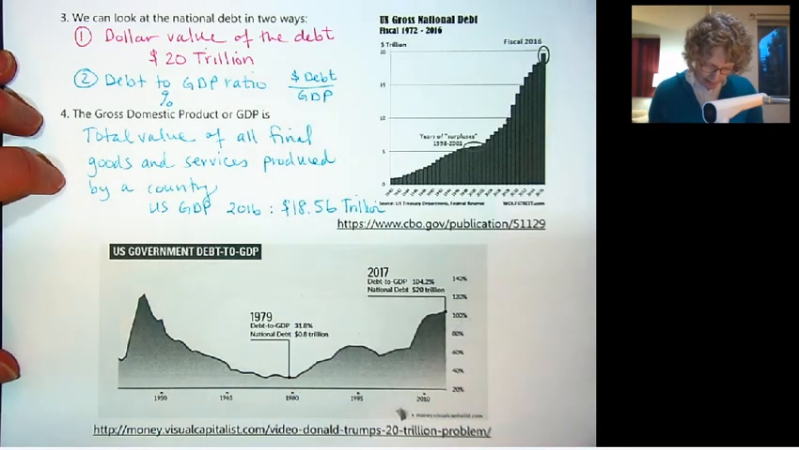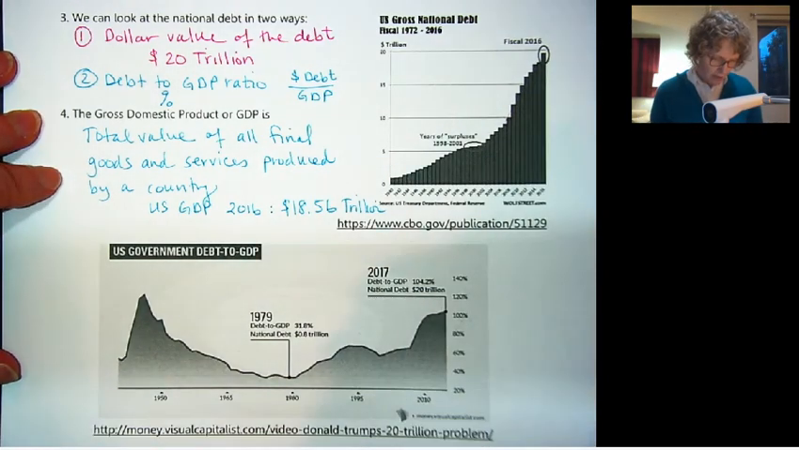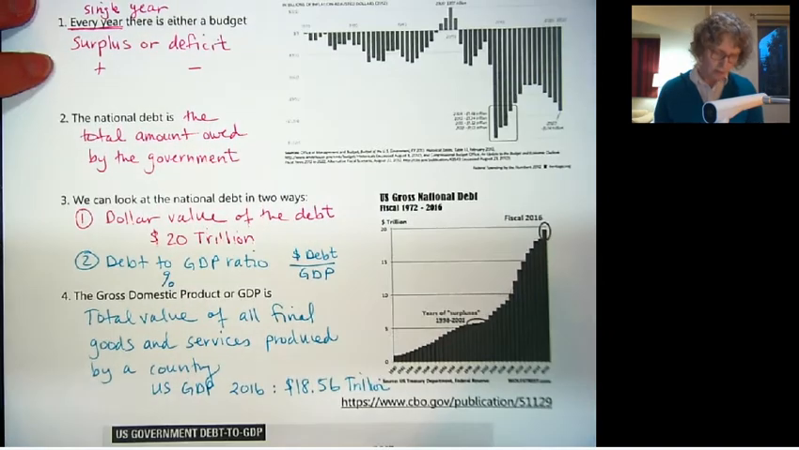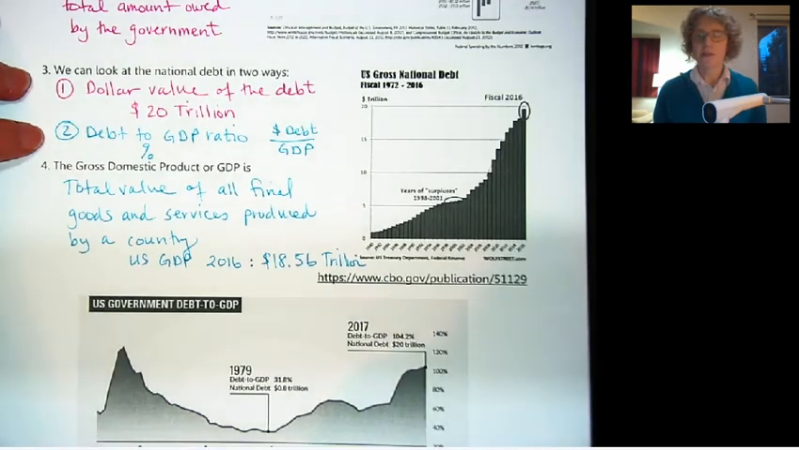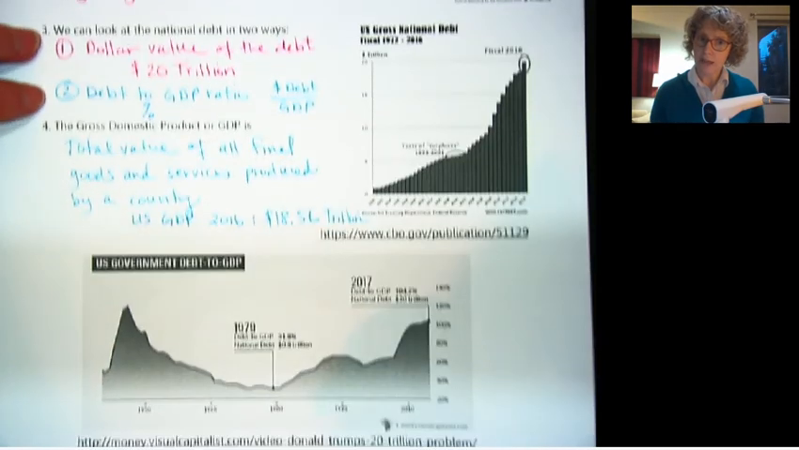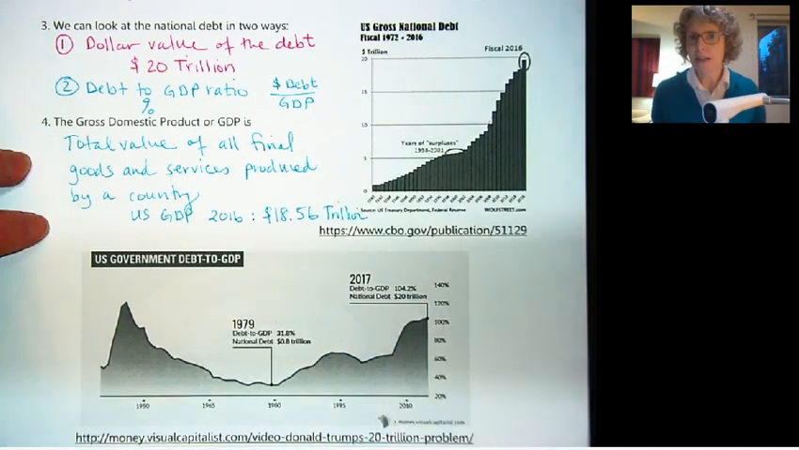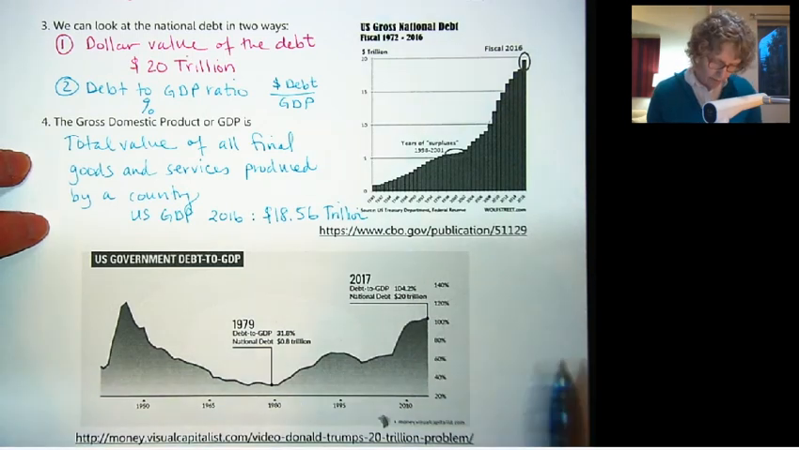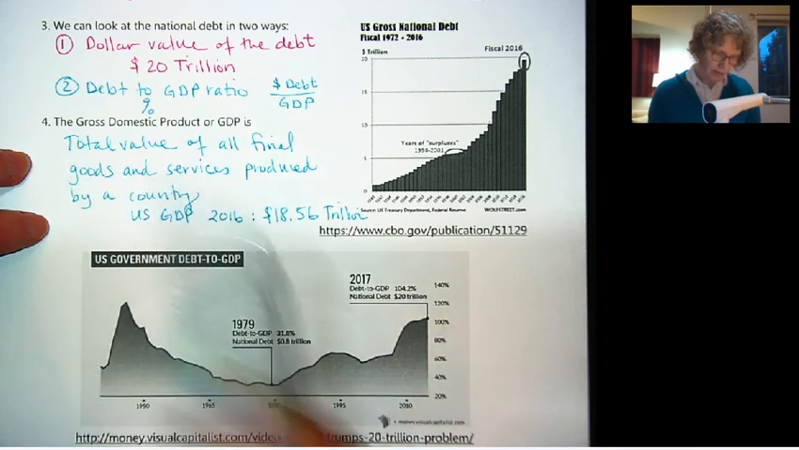So that is just an introduction. We'll do some calculations with this, but this is an introduction of the difference between deficit and debt, what the national debt is, how we can measure it as a dollar value or as a percentage of the GDP. We'll also look at what's a good percentage to have of the GDP in debt, and then what the GDP actually is.